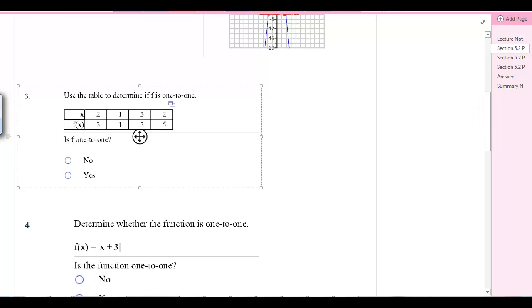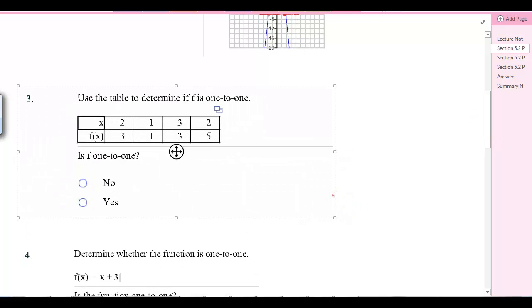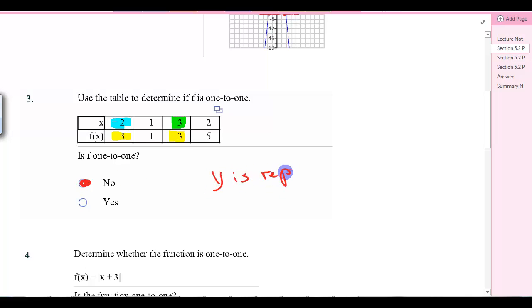Now we're asked to look at a table and see if this f function is 1-to-1. So what are we going to be looking for? We need to remember that we said that y is paired with exactly 1 x. Well, if we look here, this y value of 3 is paired with -2 and with a +3. So y is paired with 2 different x's. This fails to be 1-to-1. And what you're looking for, what you note, is that y is repeated.